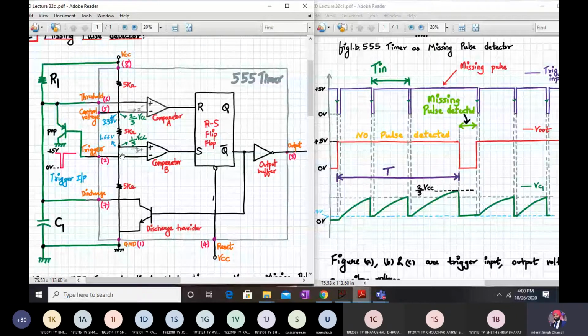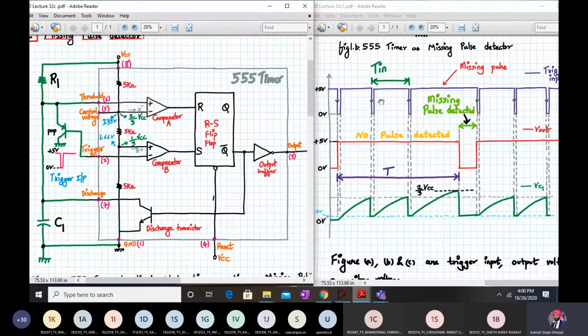Sorry, the trigger input becomes high, and the comparator B output will become low. And what will happen to this? It was charging, but it doesn't reach 2/3 VCC. So the comparator A output will be low only. So S and R are low only, and it will maintain the previous state. So the output will remain high at this point, even though the capacitor voltage is discharging over here.